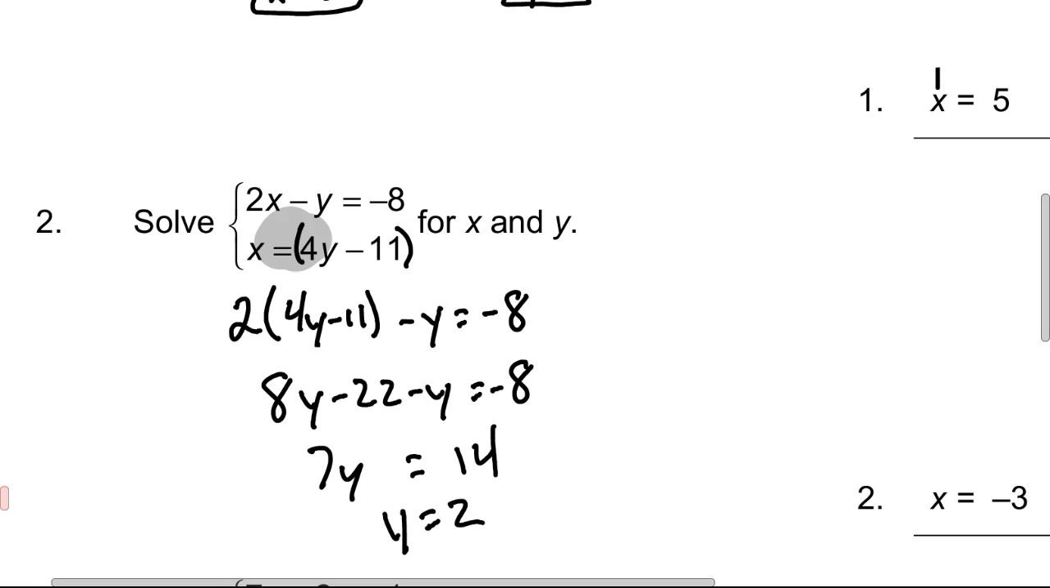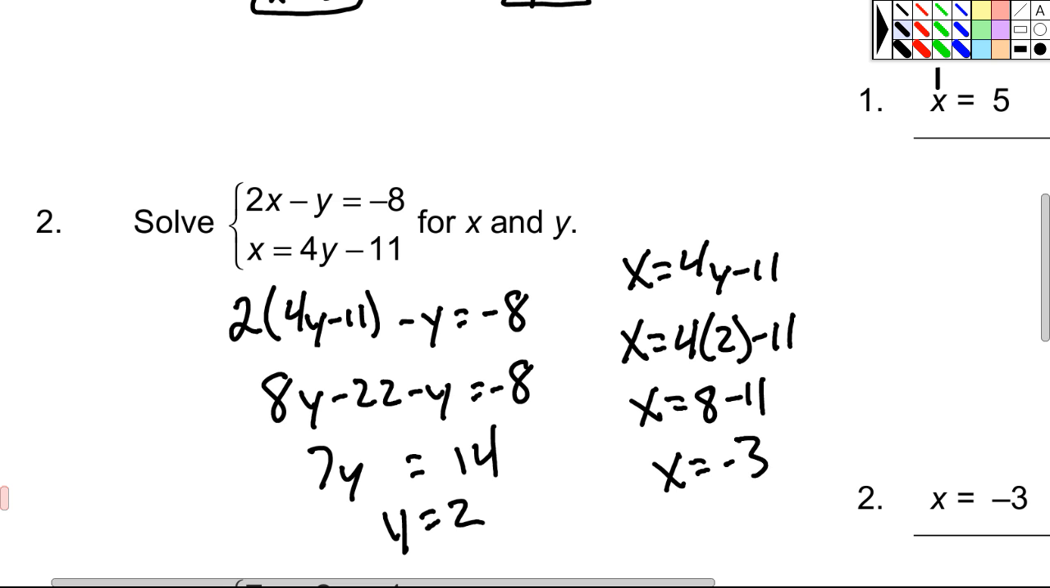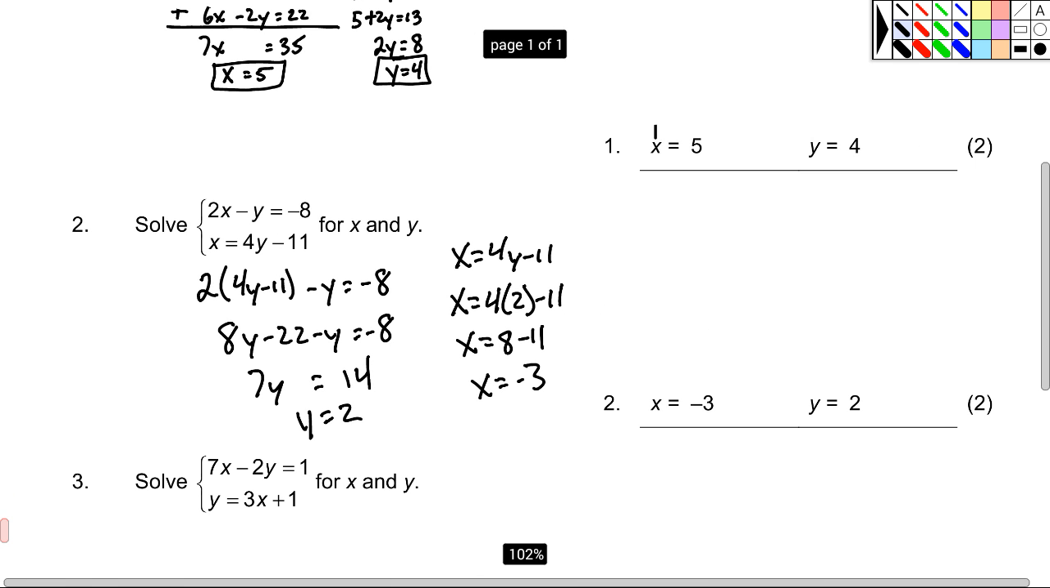Now if we know y is equal to 2, I can choose either of the original equations and plug y in. Since this one has already got x all by itself, let's plug it in there. So we got x is equal to 4y minus 11. I know what y is, so let's plug that in. X is equal to 4 times 2 minus 11. So x equals 8 minus 11. X equals negative 3. Okay.